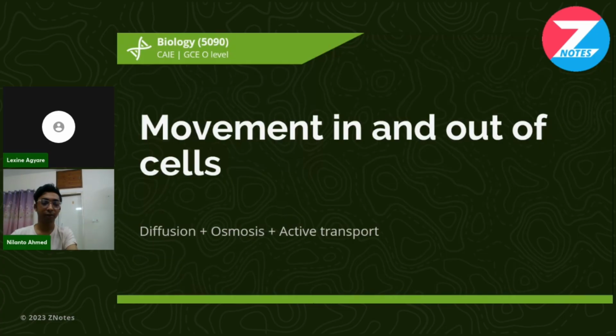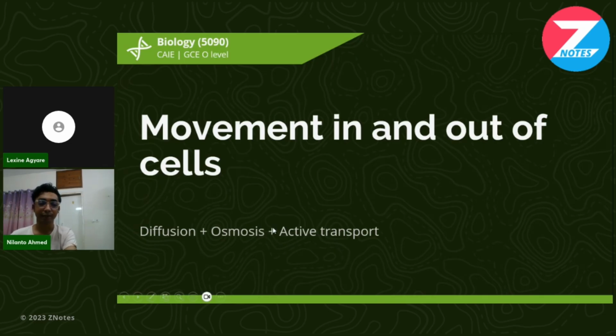Hello everyone, today we shall be covering the third chapter of the O-level syllabus, which is movement in and out of cells. This is a fairly easy chapter, so this session is going to be pretty short. The subtopics we shall be covering today are diffusion, osmosis, and active transport.